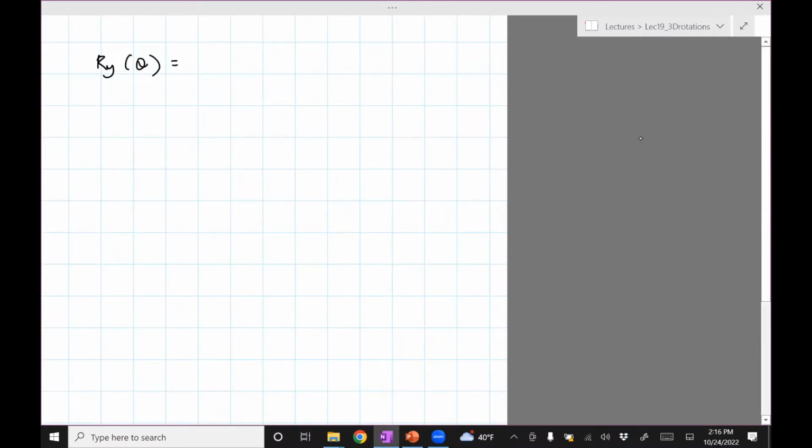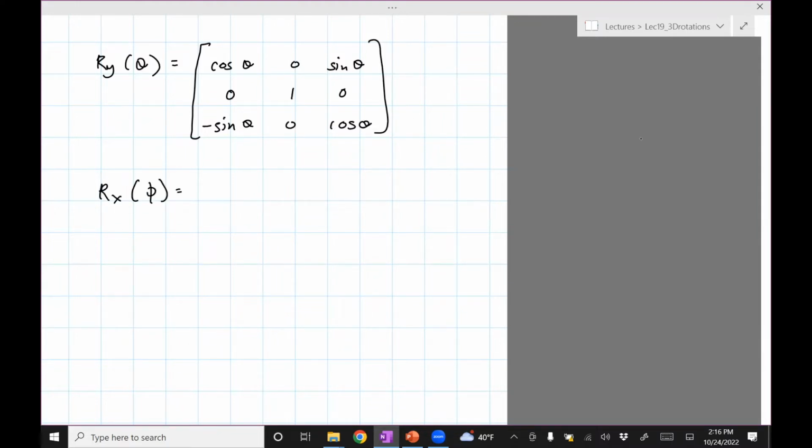Let's parameterize the rotation about the y-axis with theta. So we would have cosine theta, 0, sine theta; 0, 1, 0; minus sine theta, 0, cosine theta. And Rx, let's parameterize that with phi. That is 1, 0, 0; 0, cosine phi, minus sine phi; 0, sine phi, cosine phi.